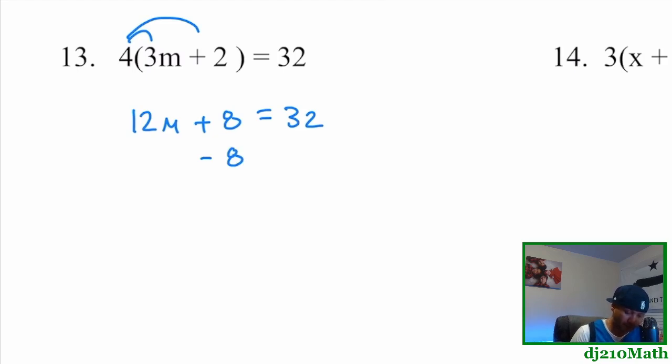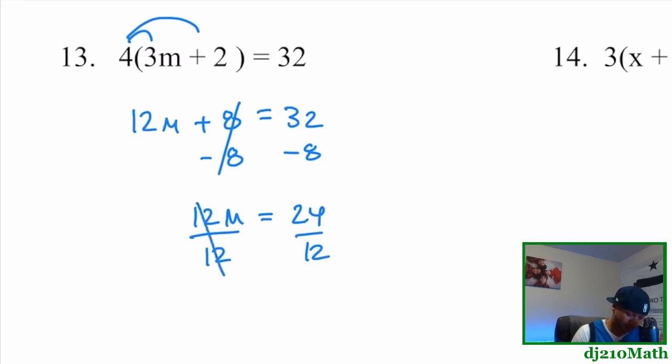So getting the m term by itself, I'm moving the constant. So 8 cancels. 12m is equal to 32 minus 8, 24. Divide both sides by 12. 24 divided by 12 is 2. Cancels on the left. So m is equal to 2.